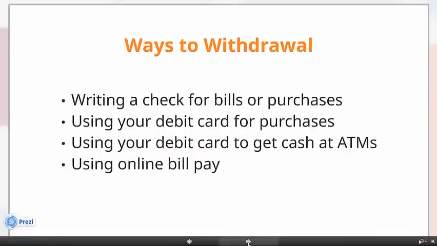You can write a check for your bills or purchases. You could use your debit card for purchases. You could use your debit card to get cash at ATMs, or you could use online bill pay.